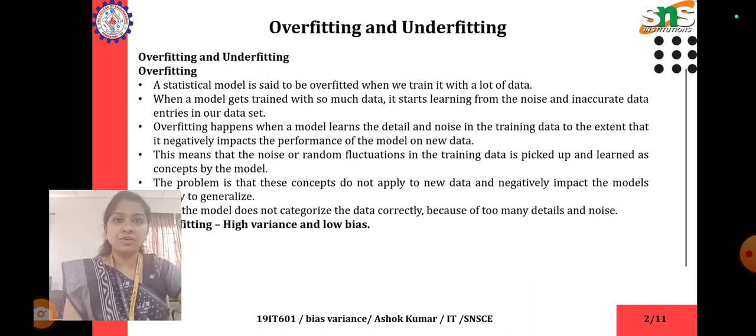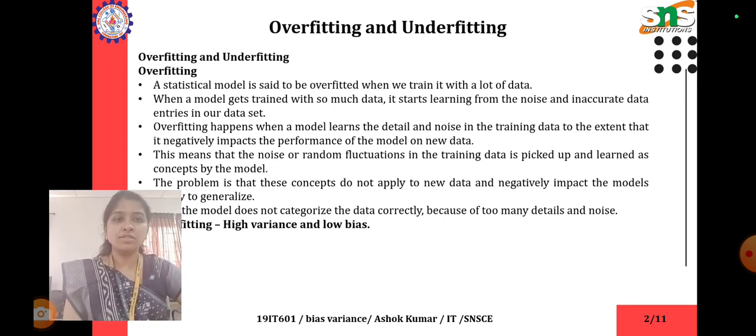So what is overfitting? A statistical model is said to be overfitted when we train it with a lot of data. When a model gets trained with so much data, it starts learning from the noise and inaccurate data entries in our data set. Overfitting happens when a model learns the detail and noise in the training data to the extent that it negatively impacts the performance of the model on new data.